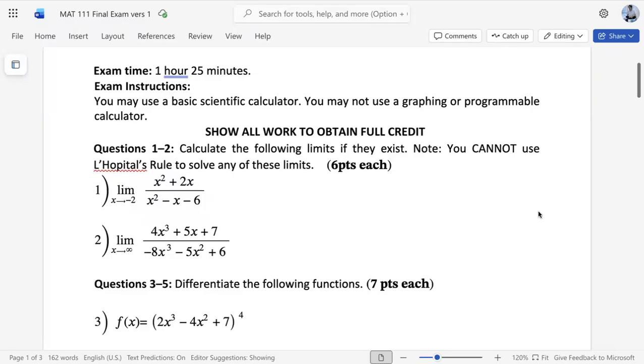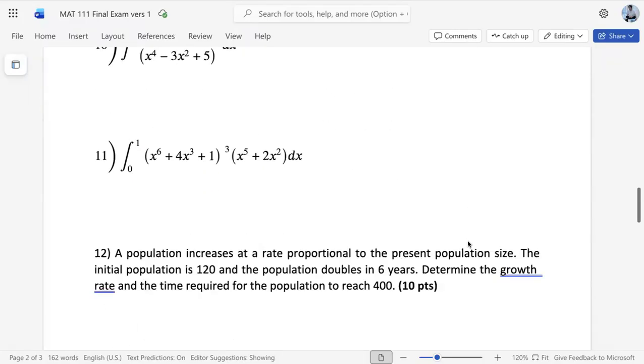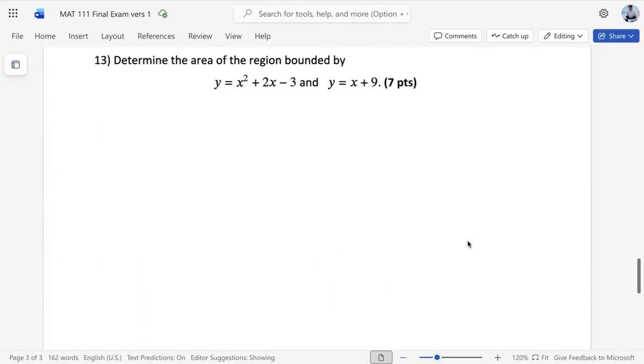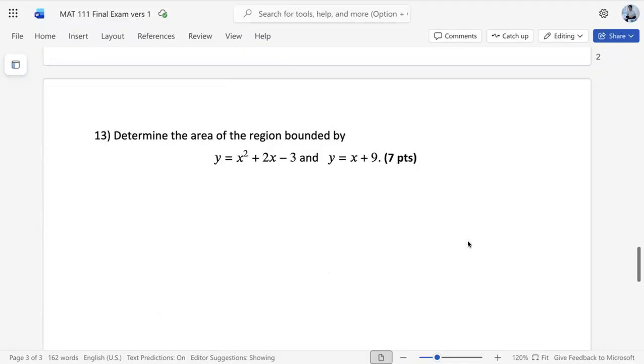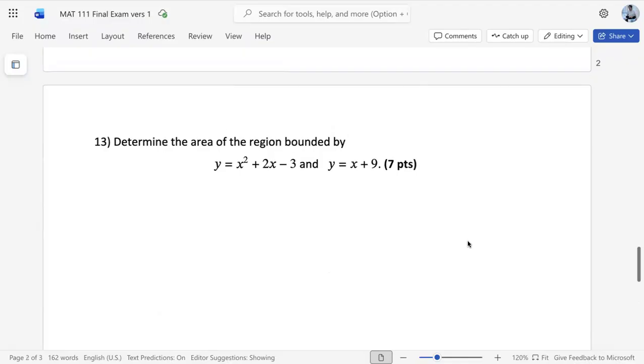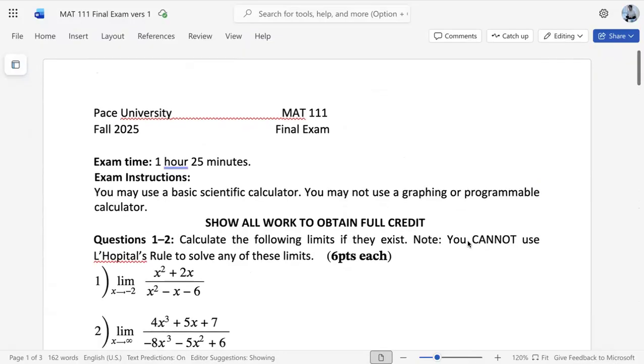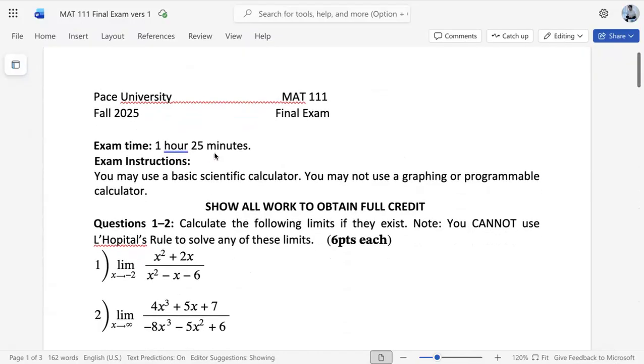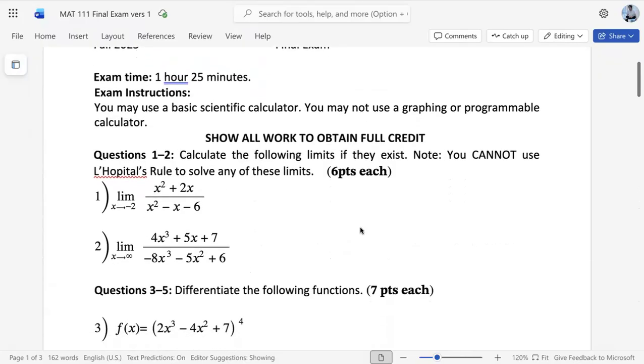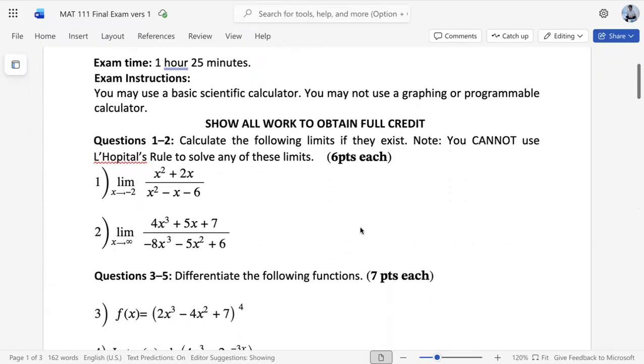Okay, let's do a final exam review. So this is from 2025. So 13 questions in total. In class time, it's supposed to be 125 minutes, but for the online one, I give you 2 hours to do that. And it's the same process.